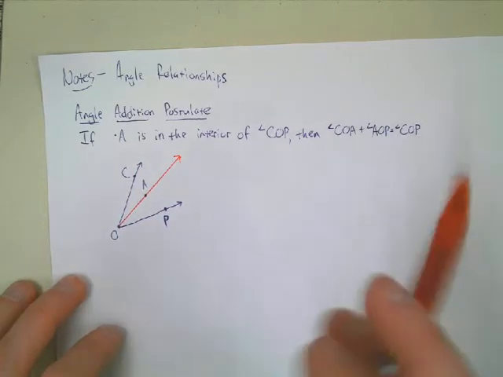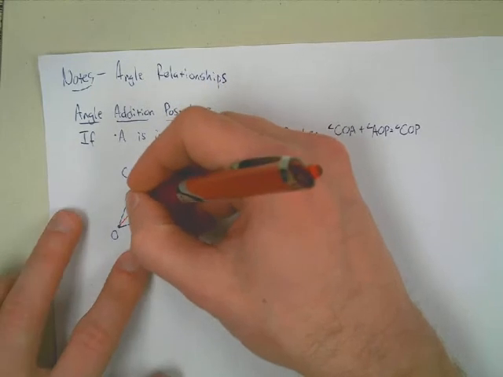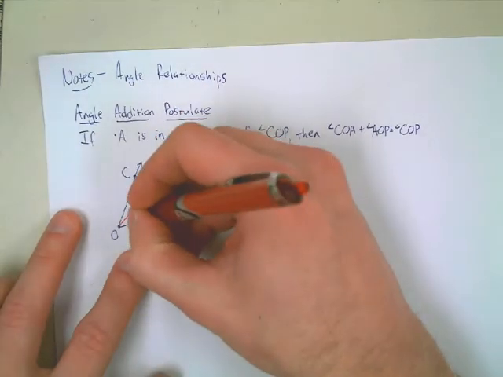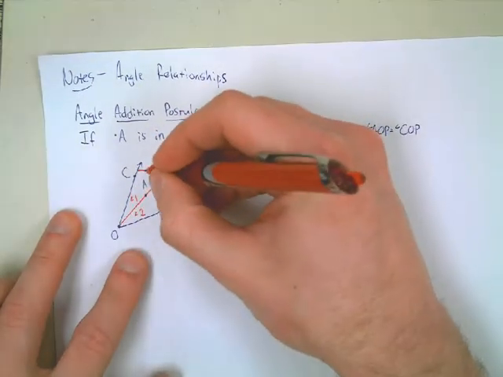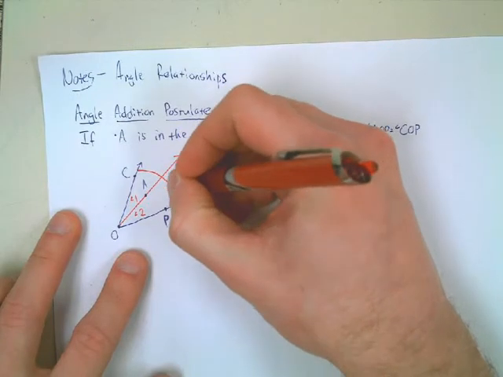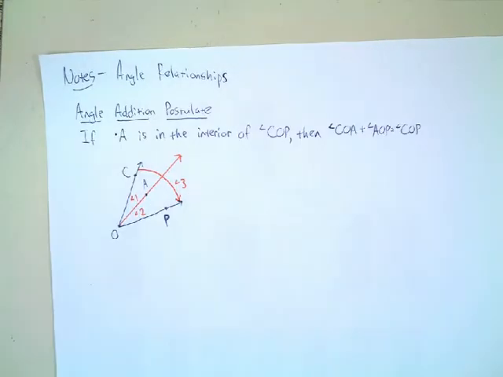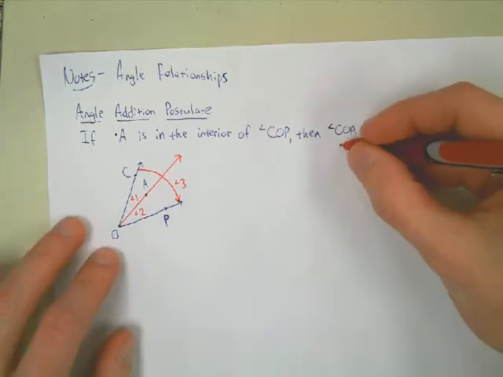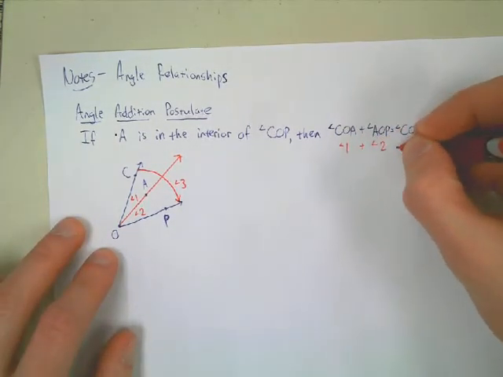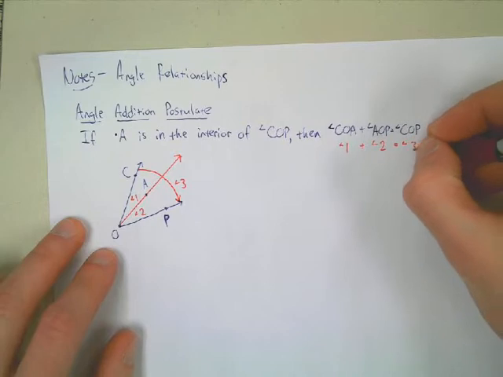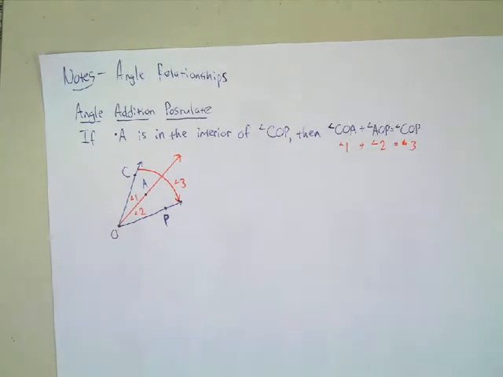We can also use some numbers here if you think that might help. We can put an angle 1 here, an angle 2 here, and we can call this big angle right here angle 3. What this basically means is that angle 1 plus angle 2 has to equal angle 3, if you want to use the numbers instead of having to look at those 3 letters.